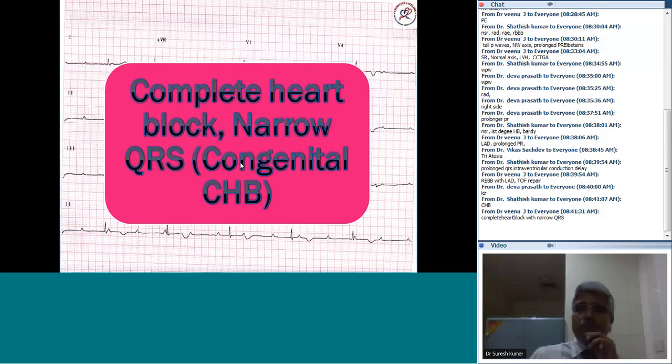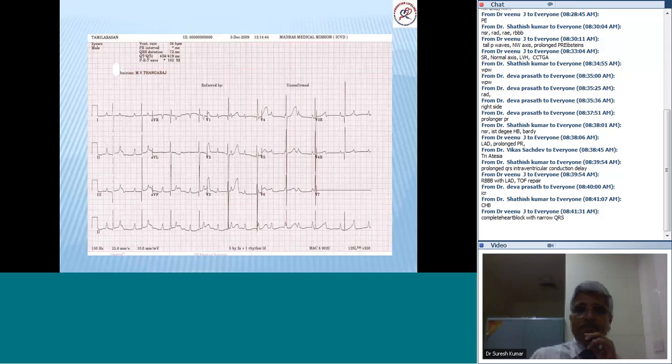Now look at this ECG. If you can read, it's a 2-year-old child with complete heart block. Can you comment anything more on this ECG? I told you it's complete heart block. I thought that would be pretty obvious.